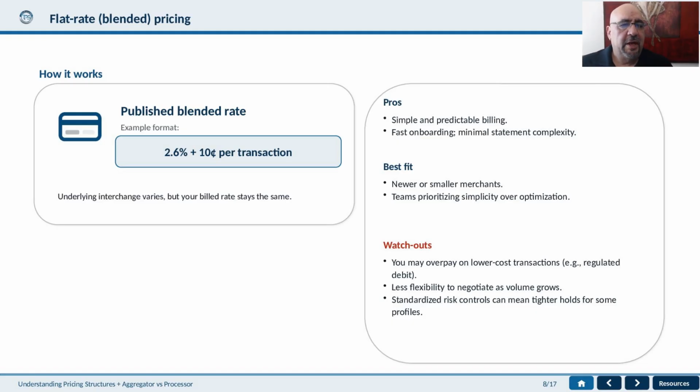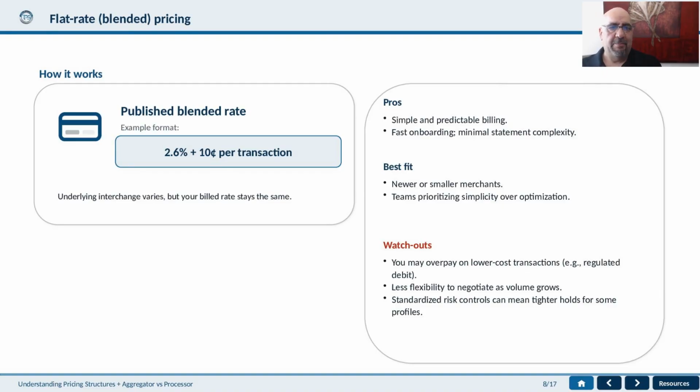You're used to maybe seeing, on Square or something like this, a bundled rate. Giving an example, 2.6 and 10 cents per transaction, under which the underlying interchange fees are hidden but your billing rate stays the same. Basically, the fees we discussed, interchange and assessment fees, are bundled into this rate, 2.6 and 10 cents. All fees are in there. And that's how they make their money, or in our industry, how we price.